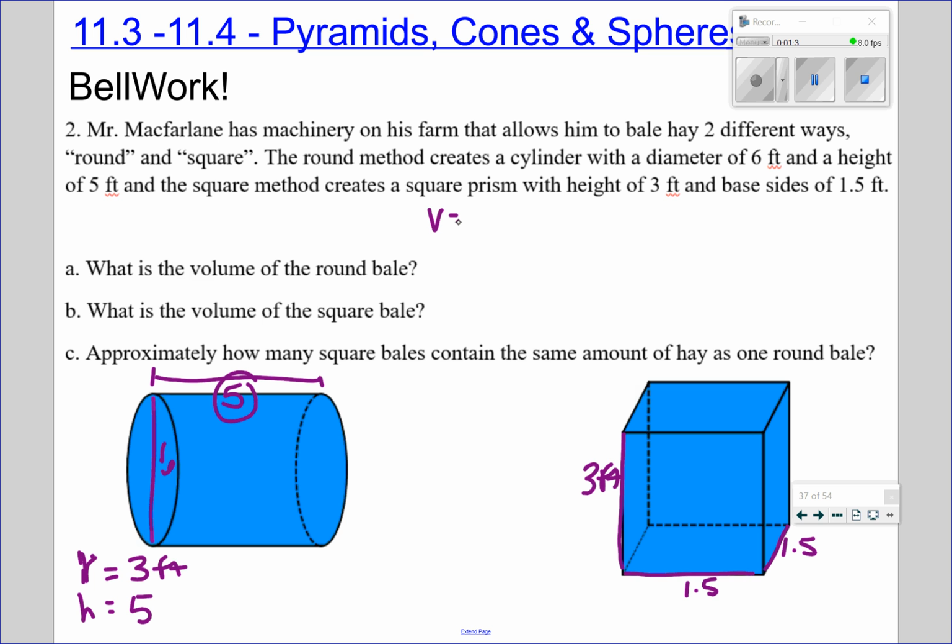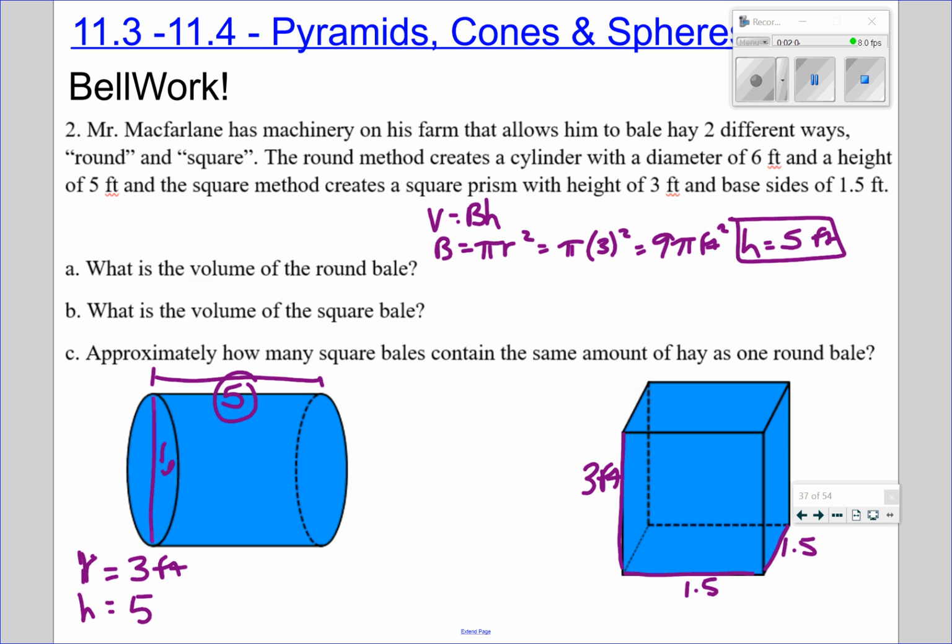Then it says for part A, what is the volume of the round bale? Well, remember, volume is area of the base times the height. So the area of our base for our round bale would be the area of a circle, which is pi times radius squared. So this would be pi times our radius of 3 feet squared, which would be 9 pi. We're going to go ahead and leave it in pi so we don't round in the middle of our problem. Our height of the whole bale is 5 feet. So remember, this would be square feet, and then the height would be 5 feet.